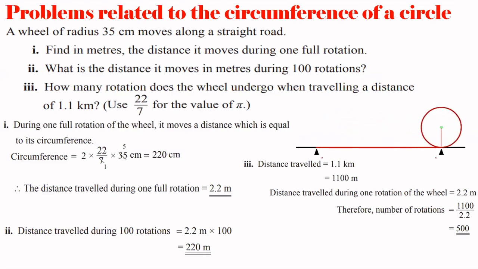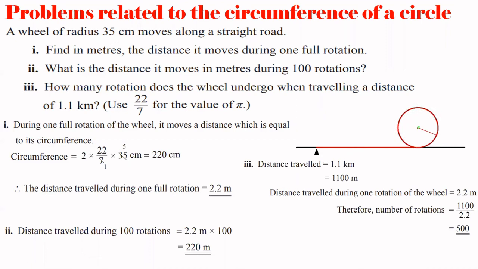When a wheel rotates, the vehicle moves. In vehicles, in the same way, when the wheel rotates, it can move. Here they ask: a wheel of radius 35 centimeters is moving along a straight line. Find, in meters, the distance it moves during one full rotation.